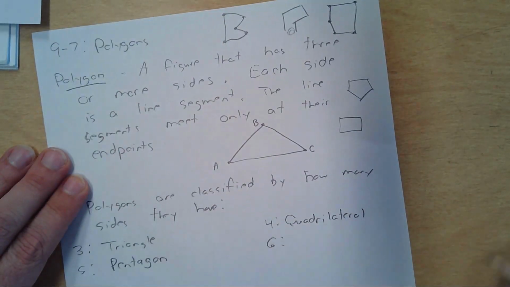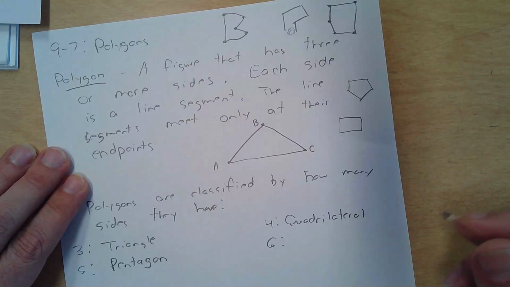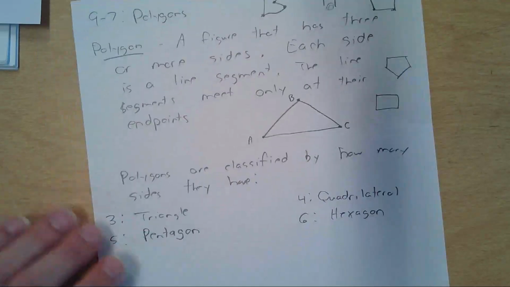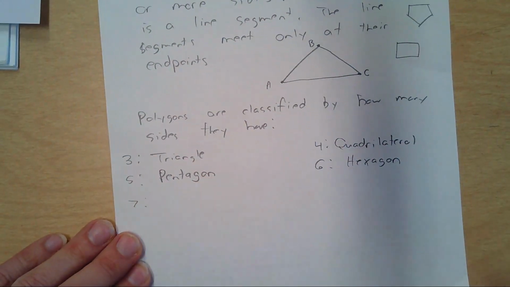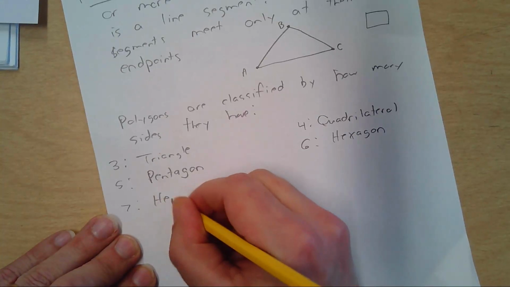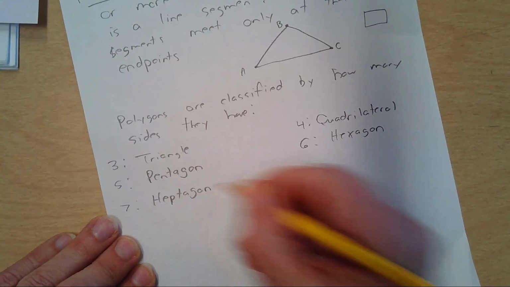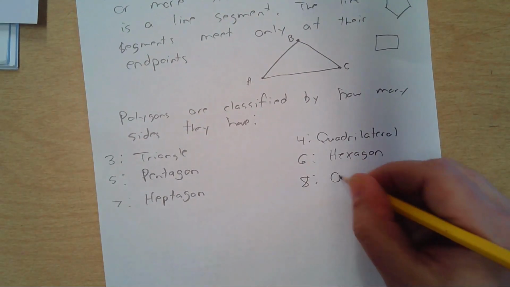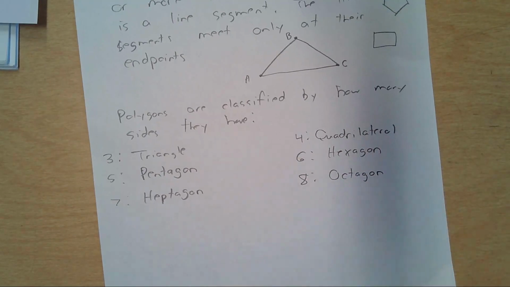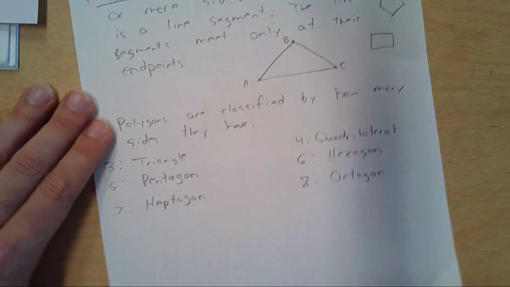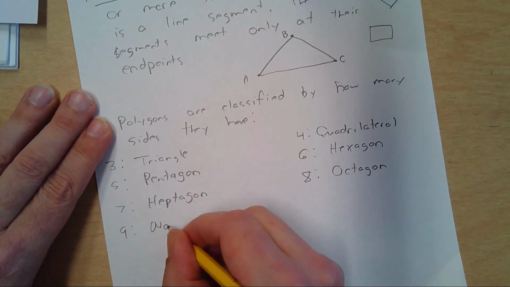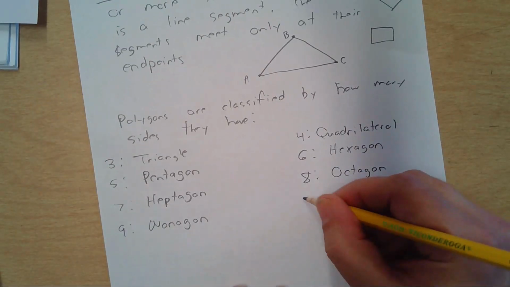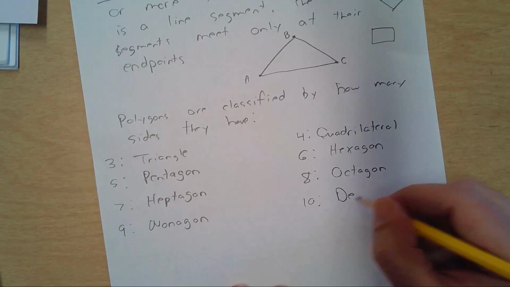So a 6-sided one we call a hexagon. Hexagon, 6-sided figure. 7, again, this is called a heptagon. Not a common shape whatsoever. 8 is the octagon, like a stop sign. Stop signs are octagons there. Number 9, again, very rare, a nonagon. And then 10 is a decagon.